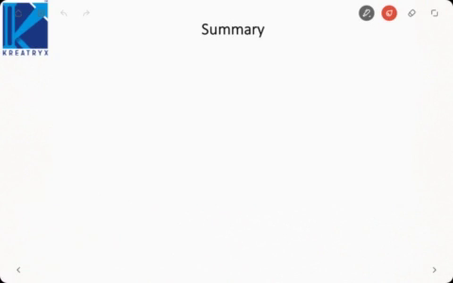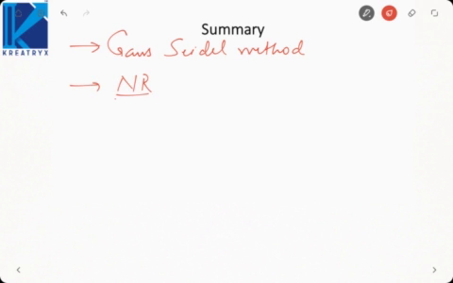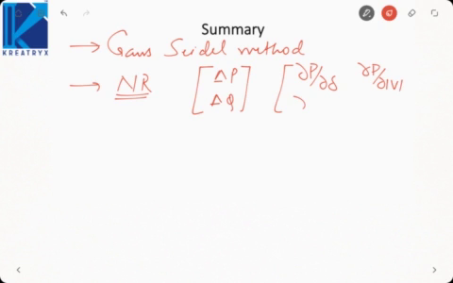Now let me summarize what we saw in this lecture. We saw the Gauss-Seidel method, which had a better convergence as compared to the Gauss method. Then we saw the Newton-Raphson method, which is used to solve nonlinear algebraic equations. Here we saw three vectors: delta P, delta Q mismatch vector, then the Jacobian: del P by del delta, del P by del mod V, del Q by del delta, del Q by del mod V. And we saw the size of each Jacobian submatrix.